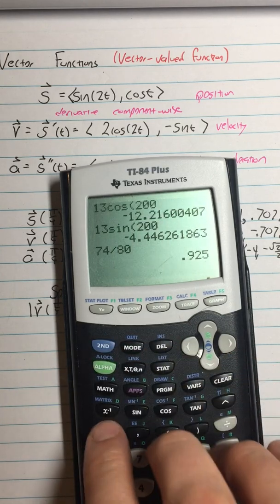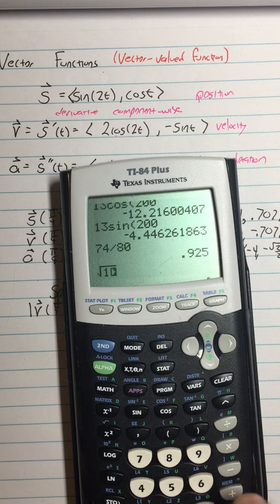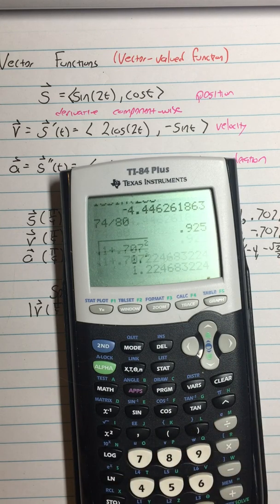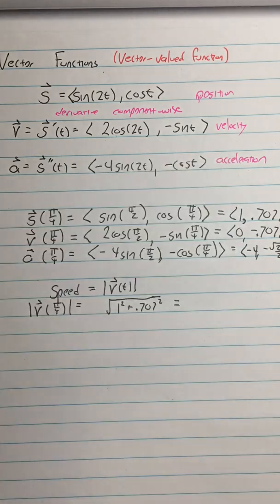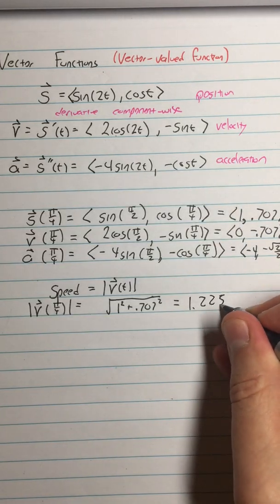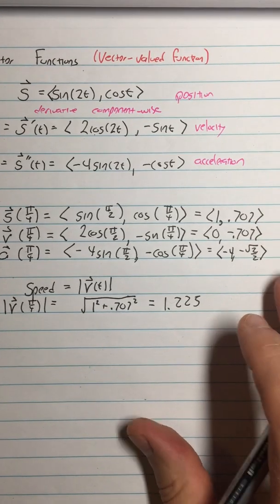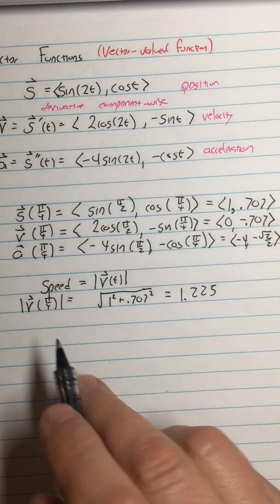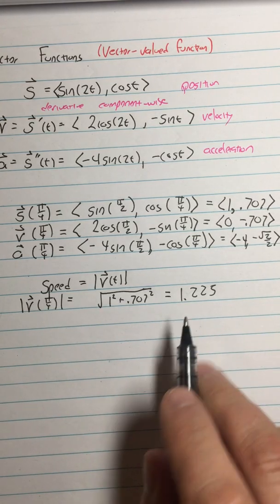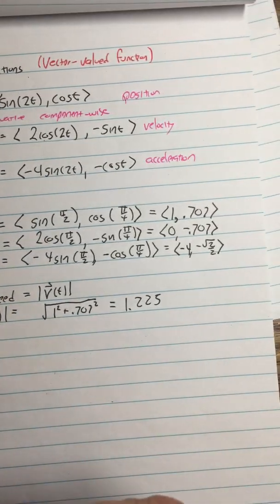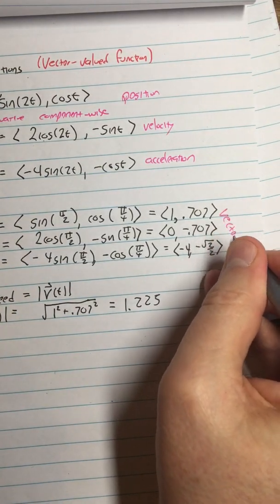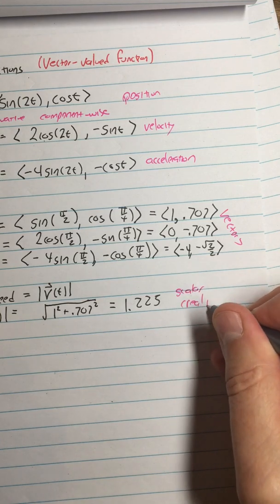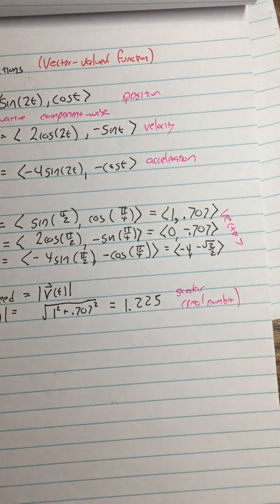All right, so it's going to be square root of 1 plus 0.707. I could be more accurate with that, but I don't feel like it. It's about 1.225. That's the speed, for what it's worth. So notice that position, velocity, and acceleration are all vectors, but speed is a scalar, which, remember, in this context just means it's a real number. It's not a vector.